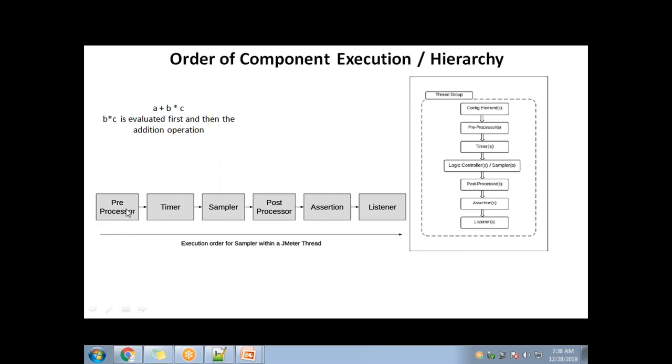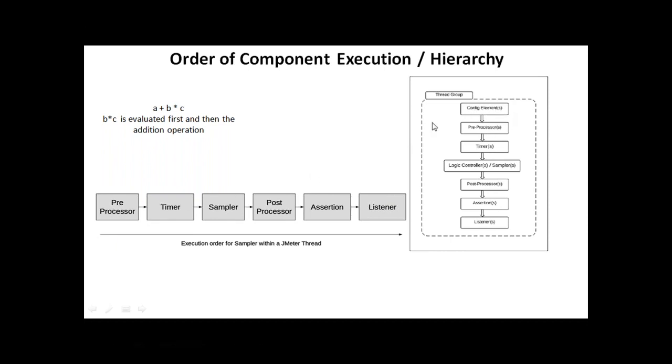First the preprocessor will be executed, then the timer, then the sampler, then the post processor, then the assertion, then the listeners. The same thing is put up here under the thread group. In this picture the config elements are missed. So first the config elements will be executed, then the preprocessor, then the timer, then the samplers or the logic controllers, then the post processors, then the assertions, then the listeners.